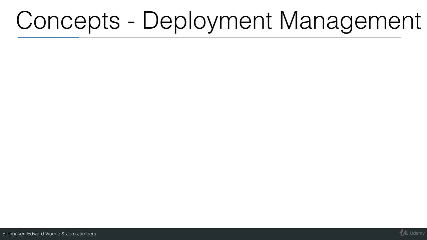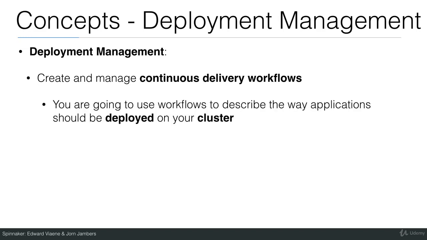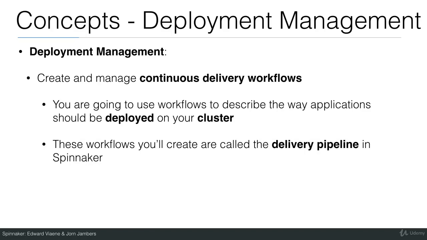And then we have deployment management, the other main feature of Spinnaker. In deployment management, you are going to create and manage continuous delivery workflows. That's how it's called in Spinnaker. You're going to use these workflows to describe the way applications should be deployed on your cluster. So remember, the cluster is in Spinnaker the machines that are managed by Spinnaker. And then you're going to describe a workflow, how your application is going to be deployed on these machines, on this cluster. These workflows you will create are called the delivery pipeline in Spinnaker.